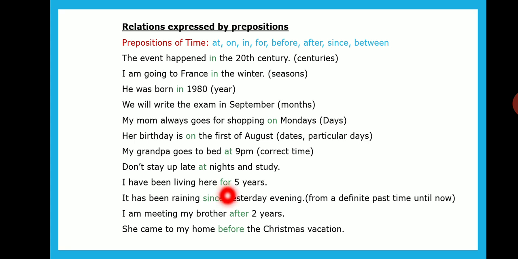Then if you are talking about a continuous process, in perfect tense, you use the word for. When do you use since? Since is also used in perfect tense, but it is from a definite past until now, since yesterday evening. I am meeting my brother after 2 years. Last sentence. She came to my home before the Christmas vacation.